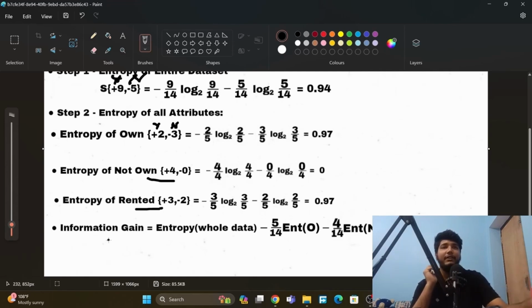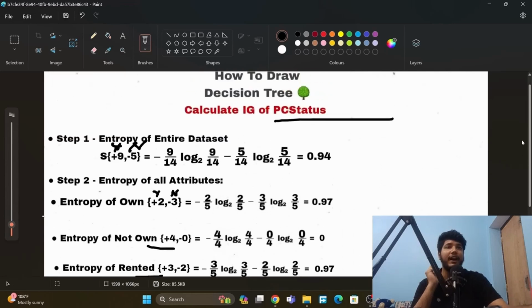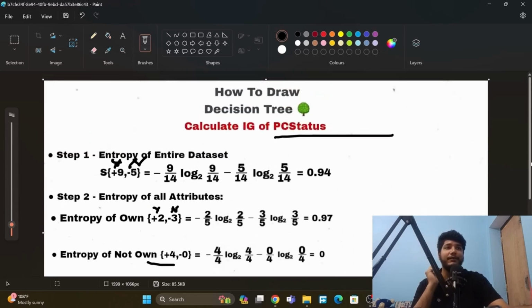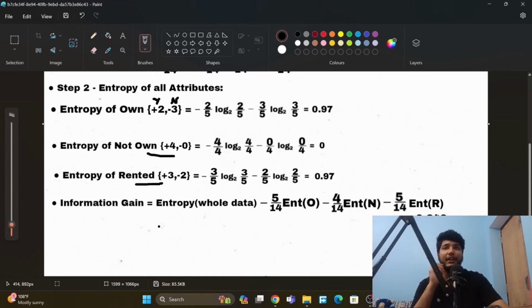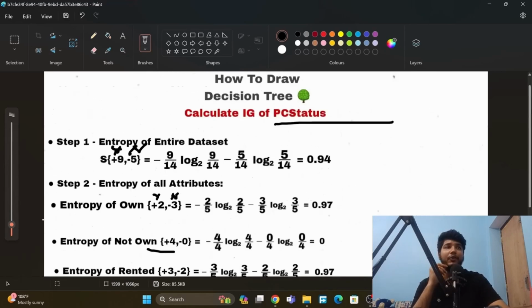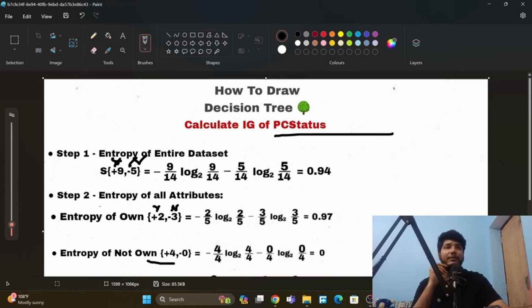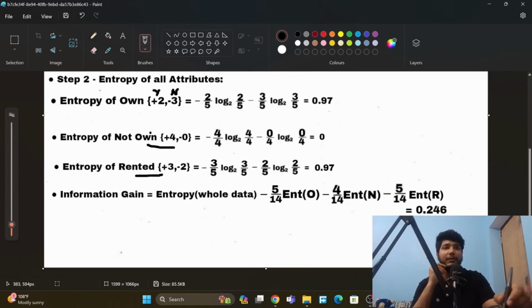Now we will calculate. This is what we were calculating, the entropy of all the values of the attribute PC status. And now here we will calculate the information gain from that entropy. So first we will write the entropy of the whole data, which is 0.94. So here it will be 0.94, minus 5 by 14. So 5 by 14, the total yes or no for this value over the total data set.